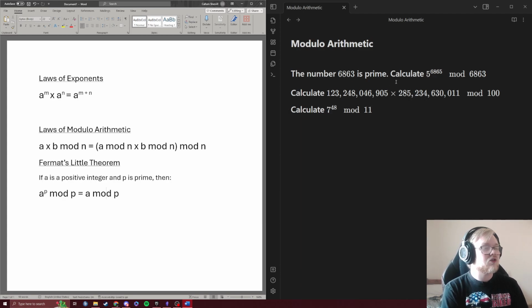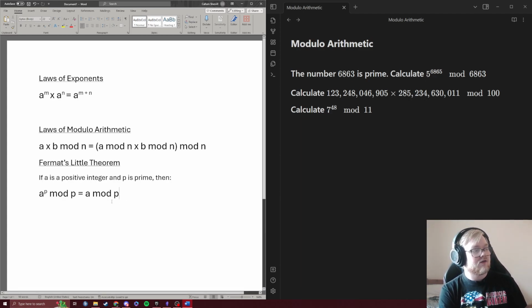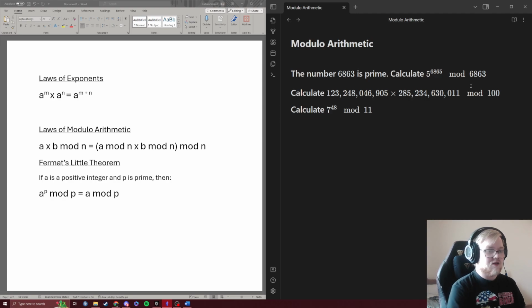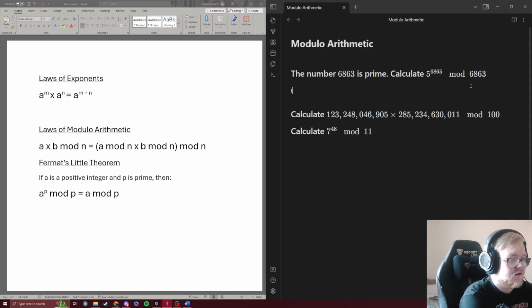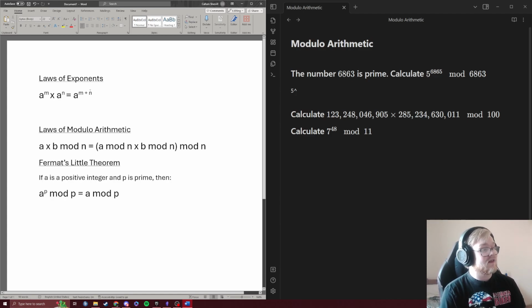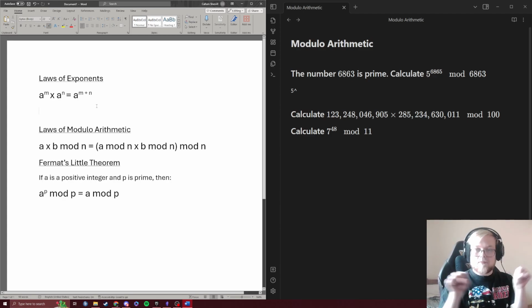So the first thing that we need to do is make this equation able to be plugged into Fermat's little theorem. Because right now, p is 6863, but the exponent here is 6865. So we need to split that out. We can do that by using the laws of exponents here. Not only can we get a to the m times a to the n equals a to the m plus n, we can take them apart. So as much as we can add them together, we can split them apart.